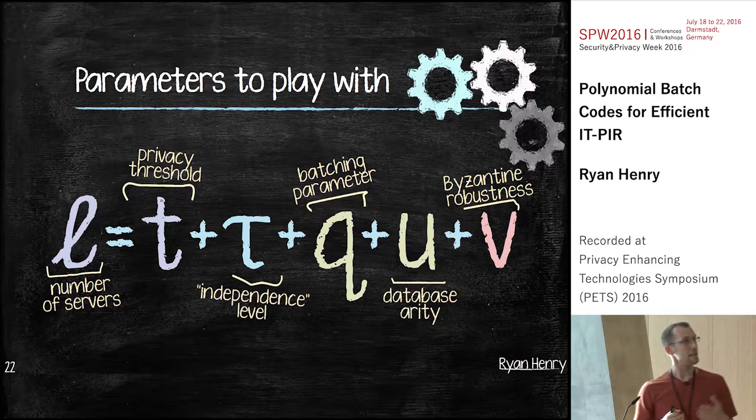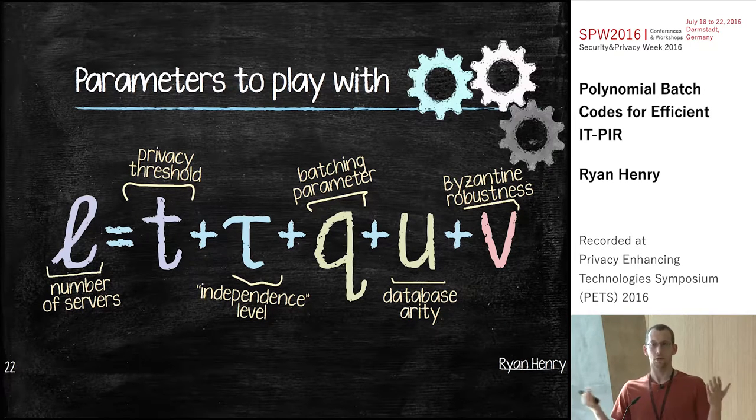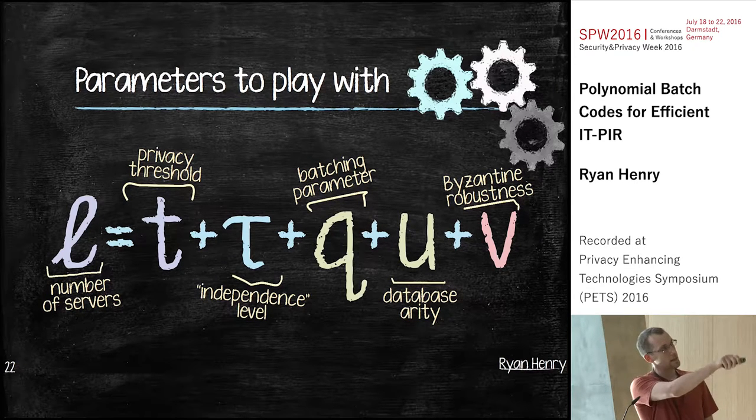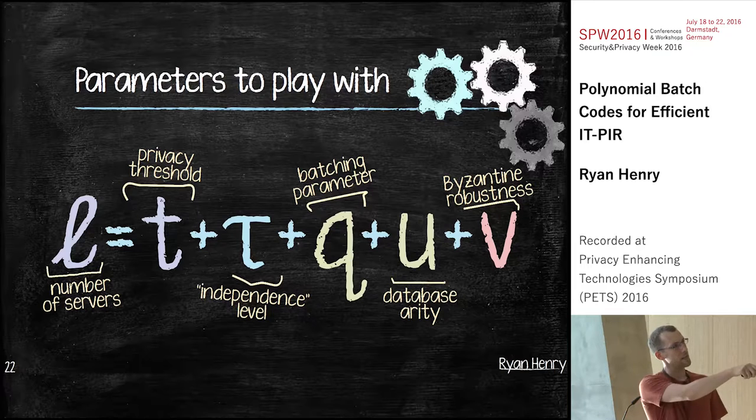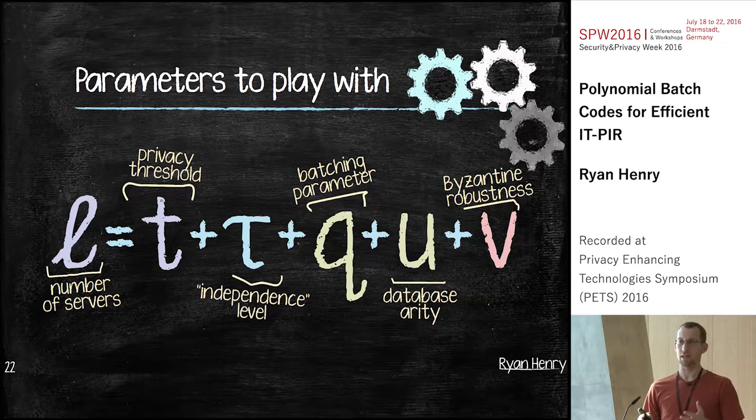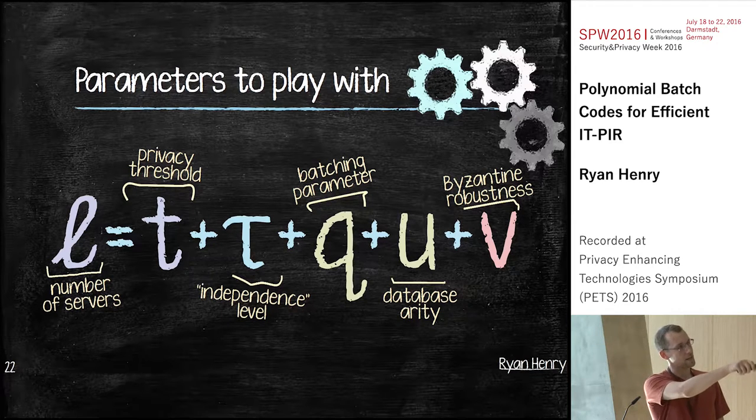So at the end of the day, the user, or the servers get to set these parameters however they want. L here is the number of servers, T is that privacy threshold, so what we want to do is keep L and T fixed. We want to say there's this many servers, this many of them can collude, and we get to play with these other parameters. I didn't talk about tau, but it's discussed in the paper.